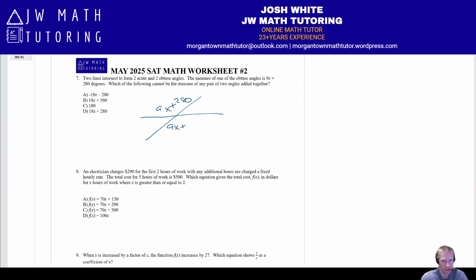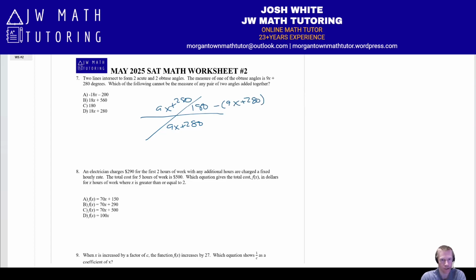You could also put this down here. What the question wants to know is which one of these expressions you cannot form by adding any two of the four angles together. Three of them you can, one you can't. Which is the one that you can't? To get an expression for the acute angles, you're just going to do 180 minus the 9x plus 280.